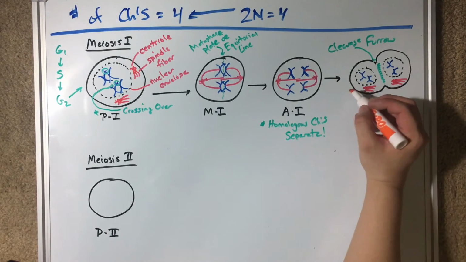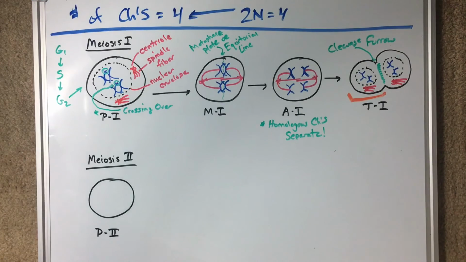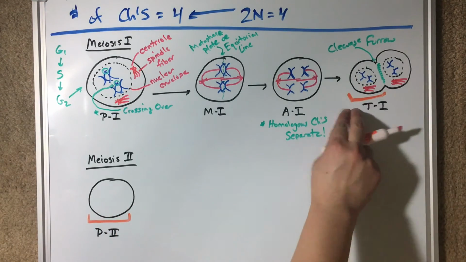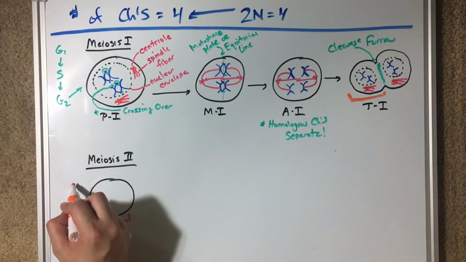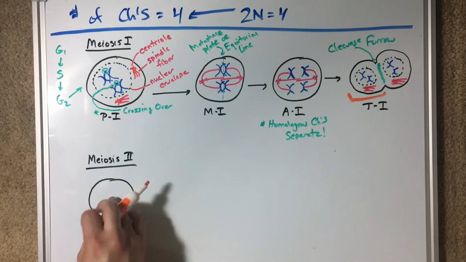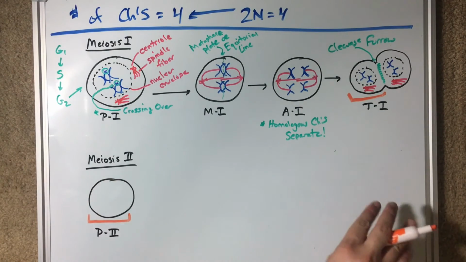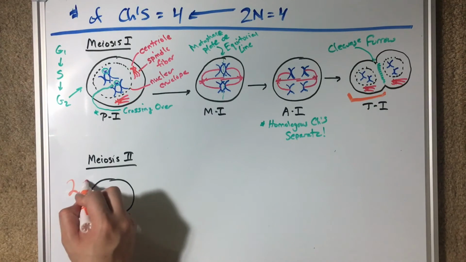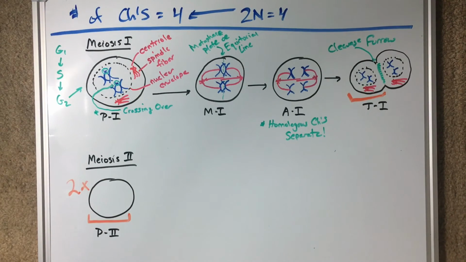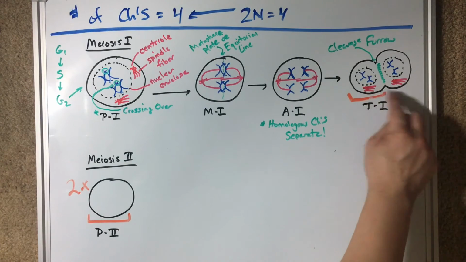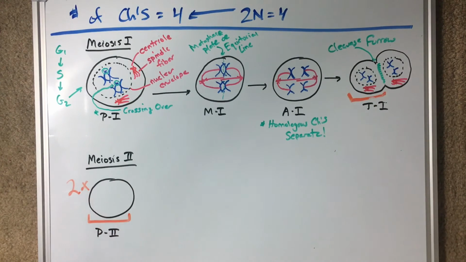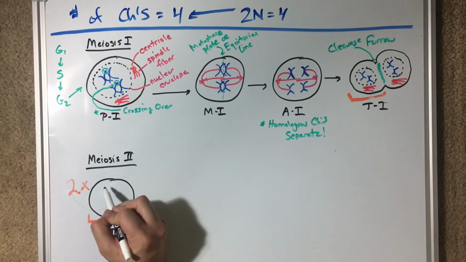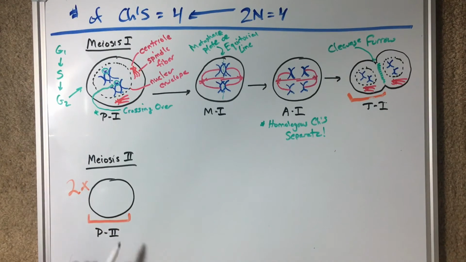Right, so we're only doing one of these. Okay, so that's one of these. Now notice this. If I'm doing one of these, you always want to make sure that you understand that there are actually two of these cells that are going through meiosis 2. So I like to put a times 2 at the top to remind me that there are actually two of them, but this is only one.